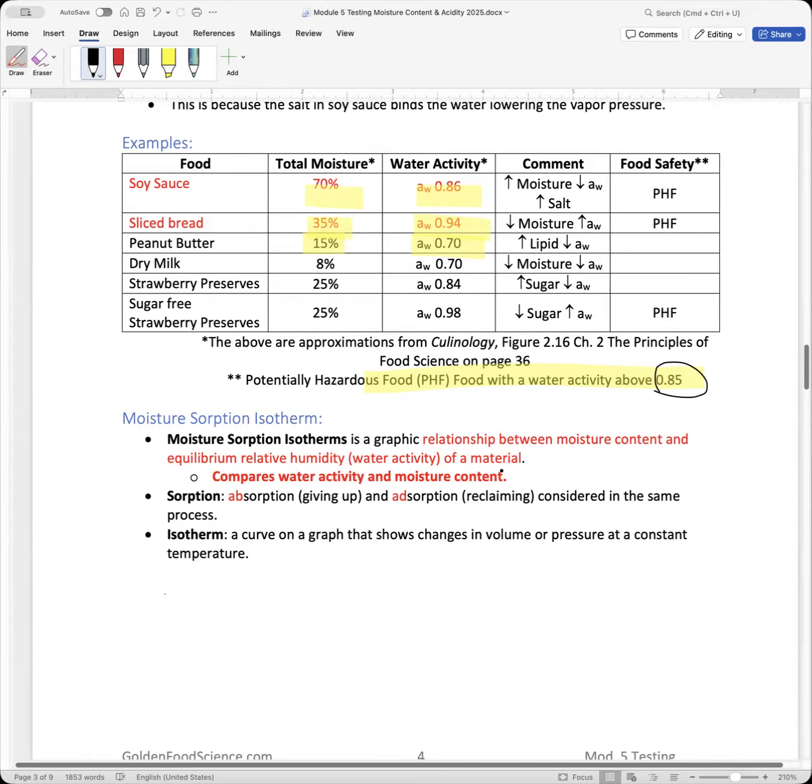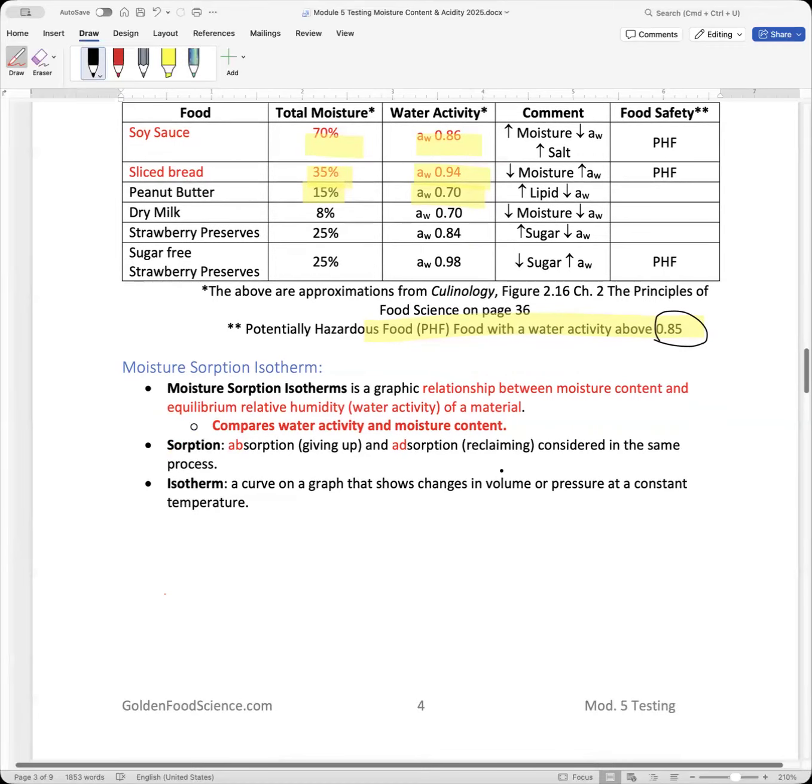Okay, cool. Thank you. Yeah, but it's a good question, right? You would think that it would be lower because of the amount of salt.